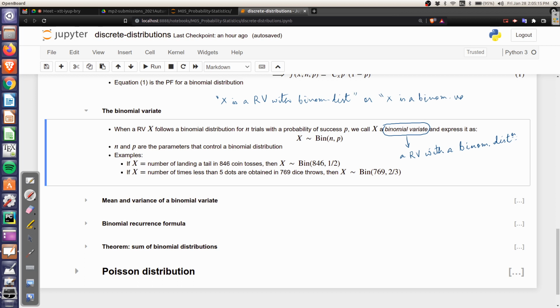Or just as a shortcut, you could say X similar to Bin, for binomial, and inside this you put the parameters of the binomial. For binomial there are two important things: one is the number of trials, and the other is the probability of success. N and P are the parameters. So writing like this, or like this, or like this, it means the same thing: X is a binomial variate with number of trials N and probability of success P.